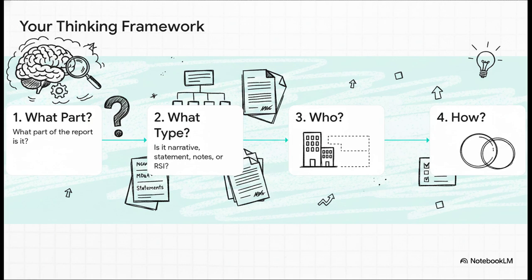So how do you avoid those traps? Use a system. On exam day, for any question on this topic, just ask yourself these 4 things. 1. What part of the report is this? 2. Is it the narrative MD&A, a statement, a note, or other RSI? 3. Are we talking about the primary government or a component unit? And 4. If it is a component unit, should it be blended or discrete? This step-by-step process will lead you straight to the right answer.